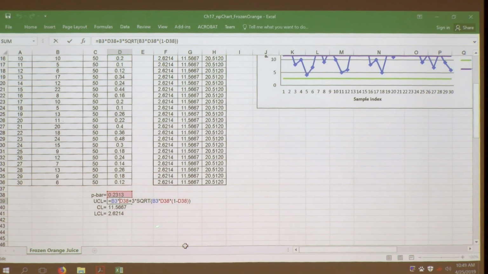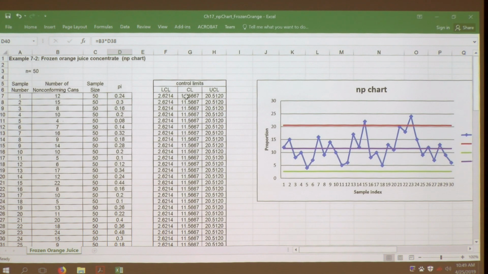Make sense? Okay, so this is a plus, and then the next one will be the minus. If we look at this one, this will be the minus. So np minus 3 square root np(1 minus p). So this is a minus 3. Now we got the upper control limit and lower control limit and also the center line.